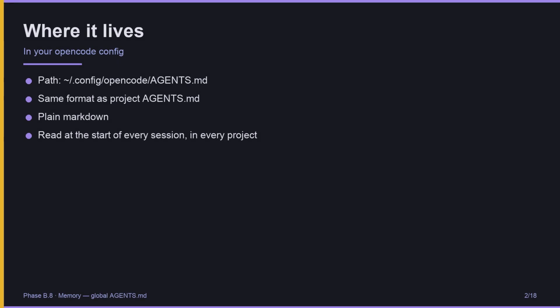In your OpenCode config folder. On a Mac, that is .config/opencode/agents.md inside your home folder. Same format as the project version, plain markdown. And read at the start of every session, in every project on your machine.